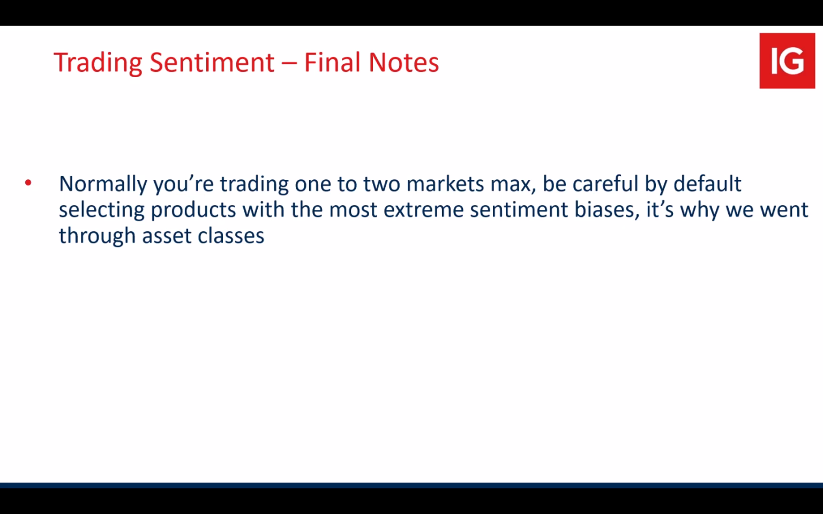The problem, though, is that if you're saying, well, in order for a signal to trigger, I need sentiment to be at, say, 65% sell or buy, and so on and so forth, then people have a tendency to select by default products where the sentiment is at the extremes. This is why we went through asset classes, because normally, say in silver or platinum, they're already at the extremes, and you have to base trading accordingly.